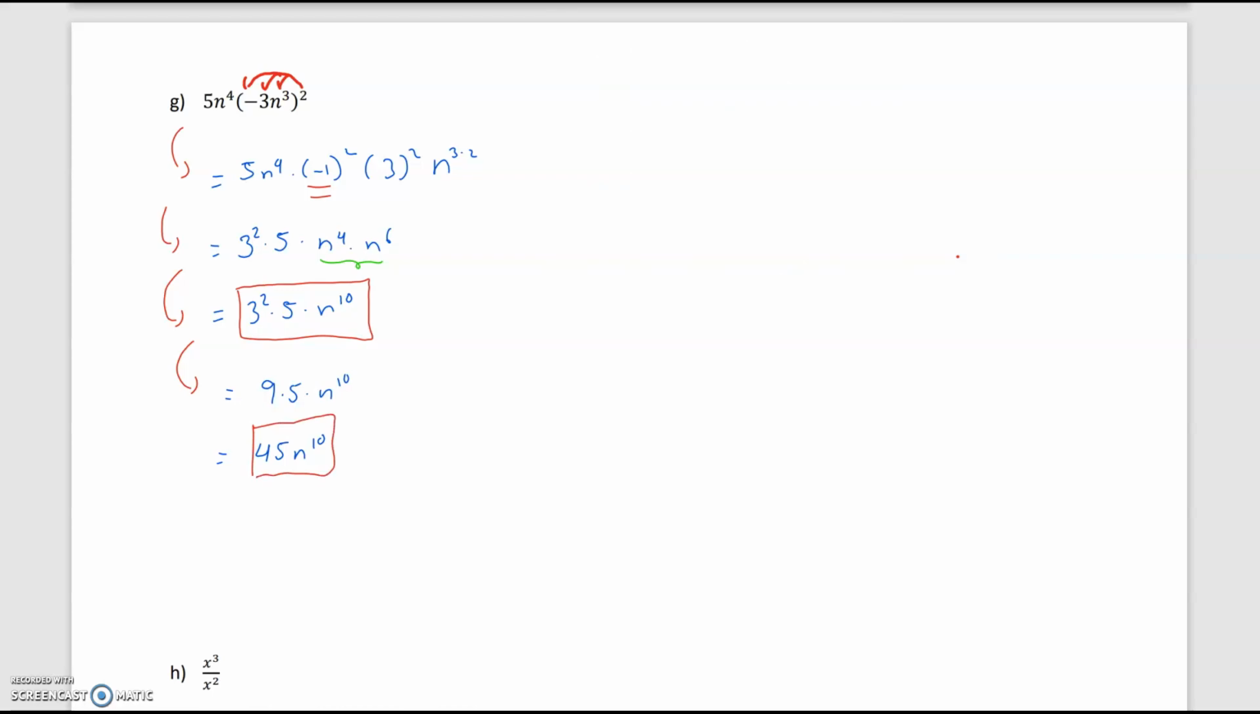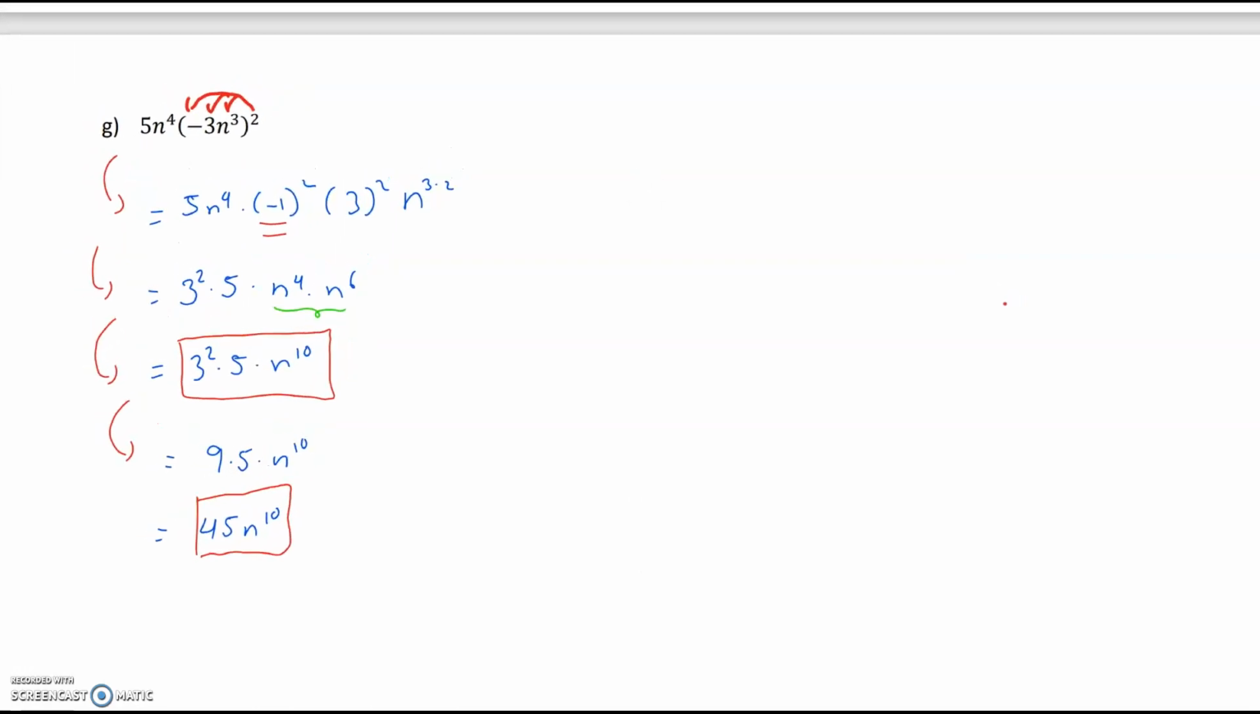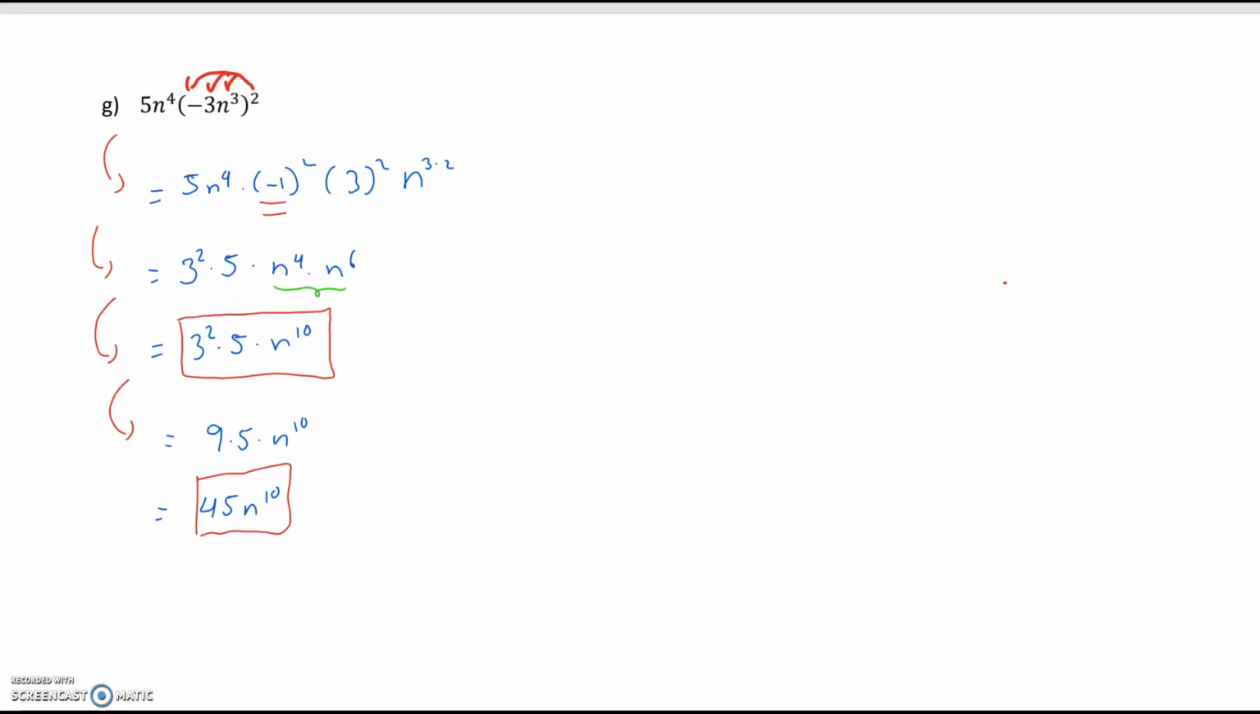And that's it for this problem. Let me take another look. The exponent just makes that a 6, combining it with a 4, n to the 10th. And then on the constants, we just have a 5 and technically a 9, that end up being multiplied. That's it for this problem. Let's move on to the next one.